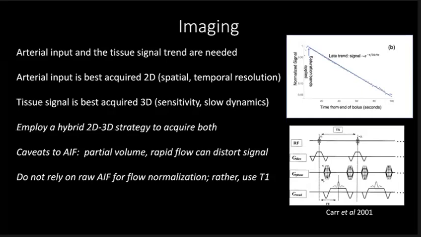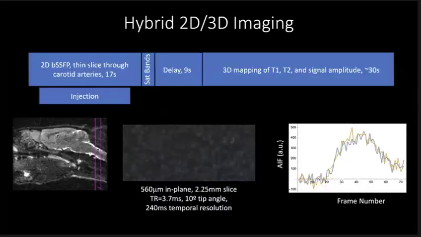Now, there are some caveats to the arterial input, which of course is partial volume, and rapid flow can distort the signal and so forth. And so we're not going to rely on the arterial input function to measure flow. There's a couple of issues there, these that I've highlighted here already, but there's also, of course, the overall normalization of the 2D relative to the 3D. You're acquiring them with different sequences, and so you need to think about that as well. And so we're going to use T1 and various trends with T1 with flow to try to pin down the signal. The flow, I should say.